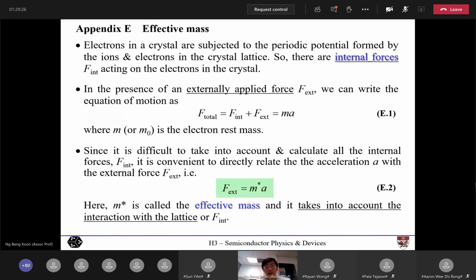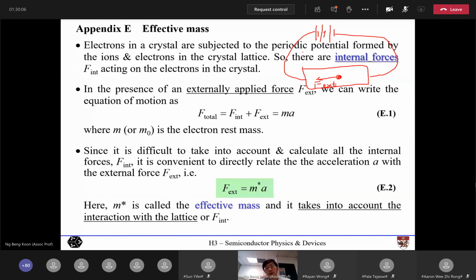So when you want to describe the movement of an electron in a crystal, if you consider all the forces applied on the electron, there are basically two components we can think about. Suppose I have a semiconductor and I apply some voltage across it, and this will set up an electric field. The electric field will exert a force on the electron. So the electron will obviously experience this electric force, which is due to some external source. We denote this as F external, F_EXT.